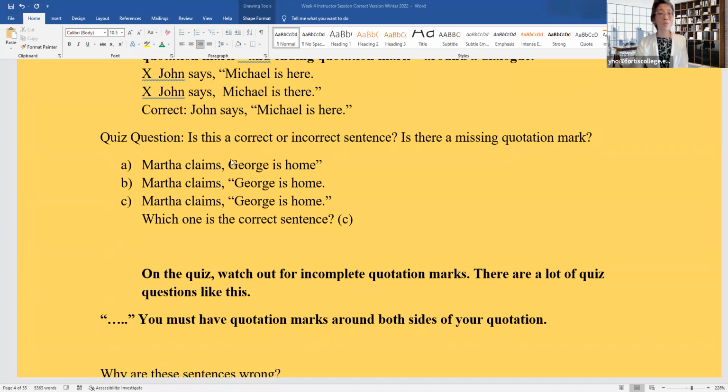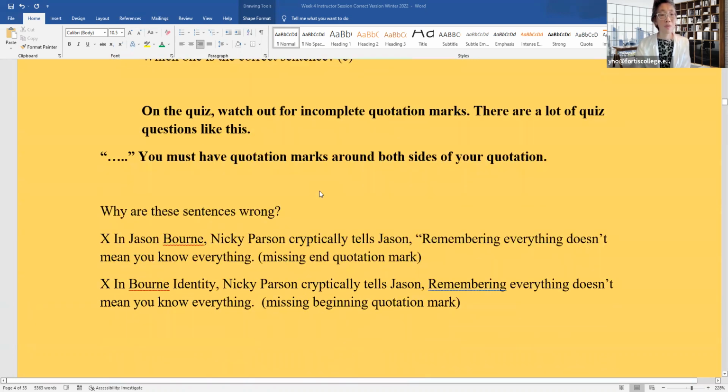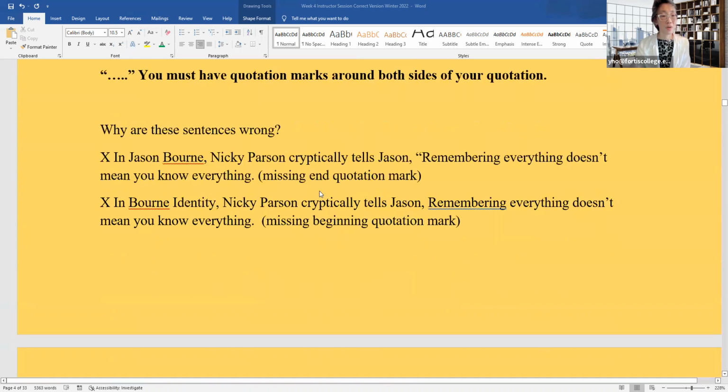Here it's missing one over here, and here it's missing. It's very easy to see when I point it out, but once you see it on the quiz, I notice people start to get confused again, even though they know the rule. So Martha claims George is home. You've got the beginning quotation mark and the ending quotation mark. And so you must have quotation marks around both sides of your quotation.